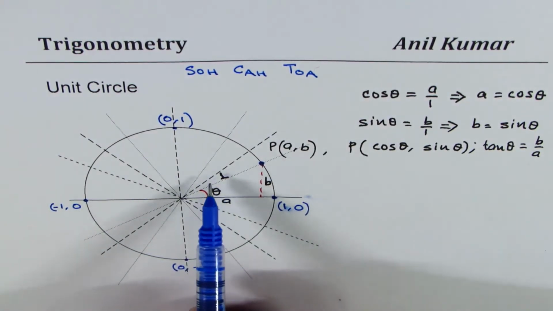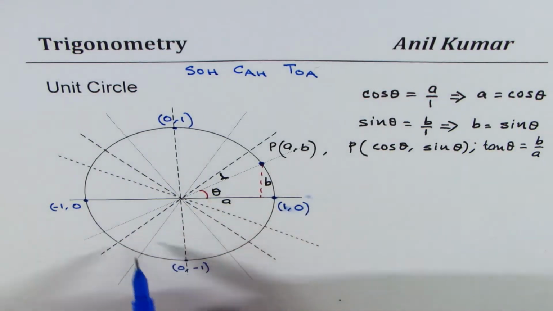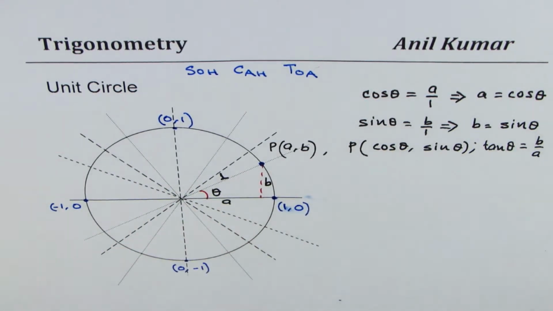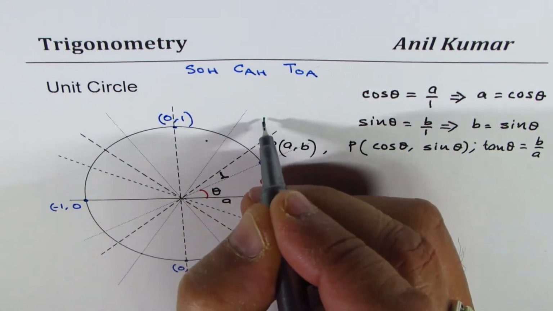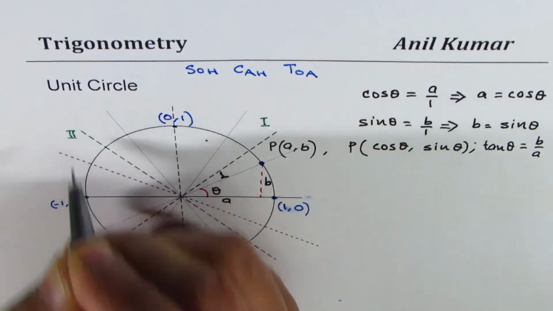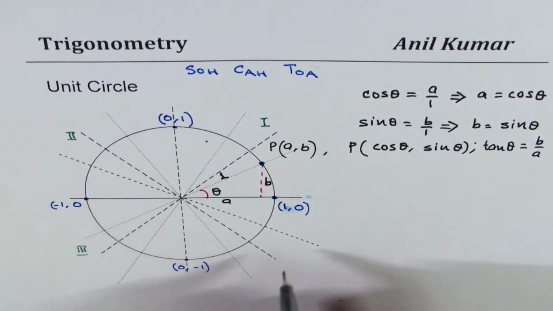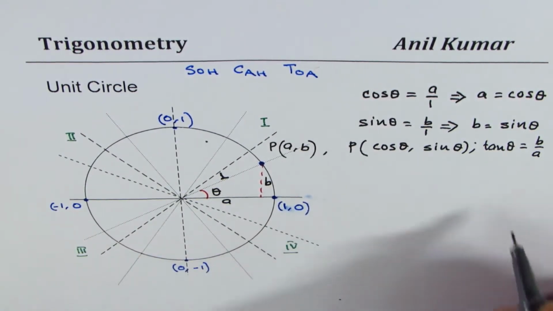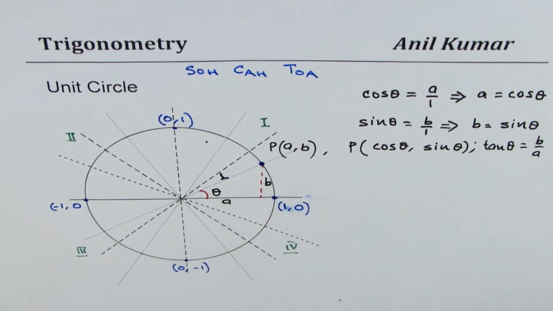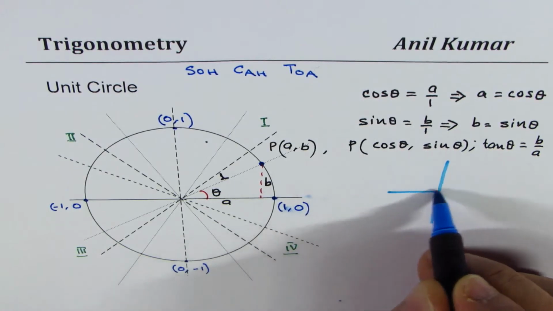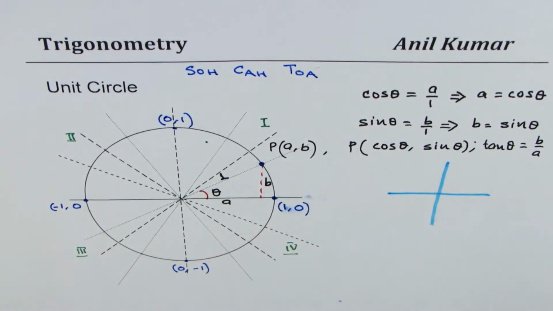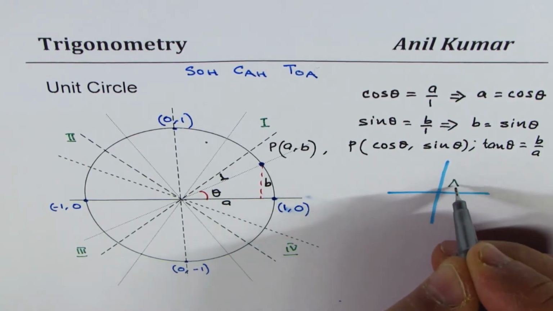Now, as we move from quadrant 1 to 2 to 3 to 4, what happens to sine and cosine values? Let's look into that also. Let's say this is our quadrant 1, this is quadrant 2, here we have quadrant 3, and then we have quadrant 4 here. So as we move from one quadrant to the other, let me just use this space to work that out. We know all are positive in quadrant 1, correct? All are positive in quadrant 1.